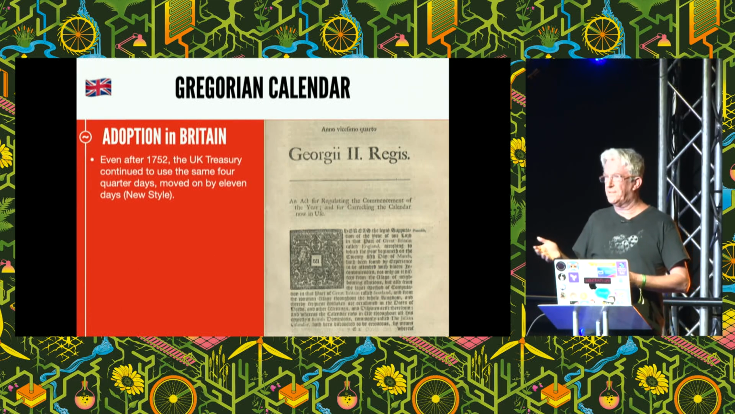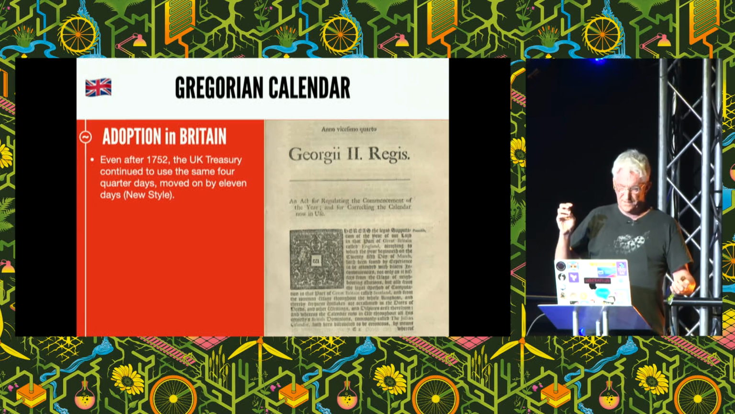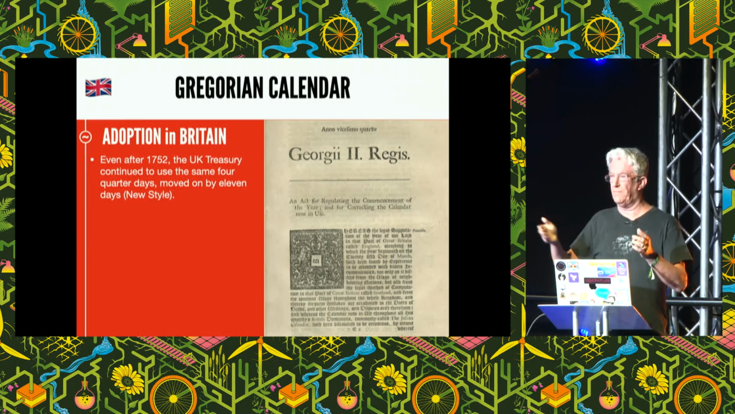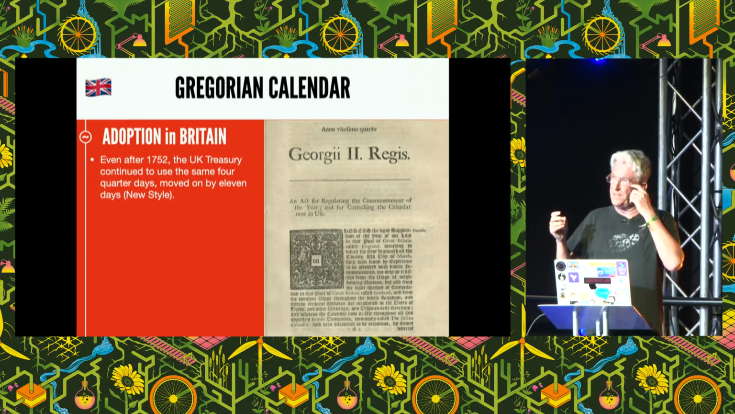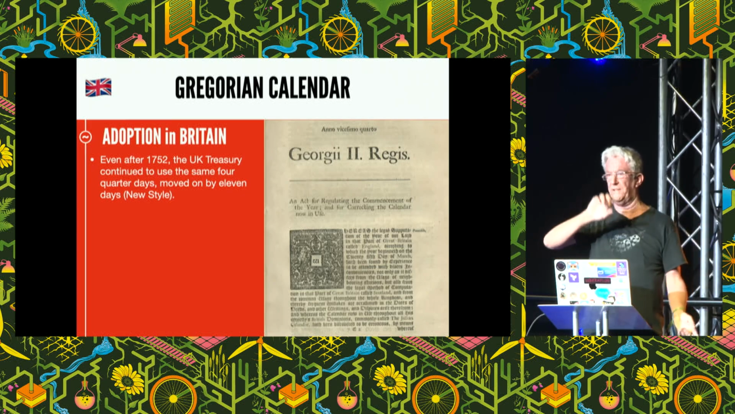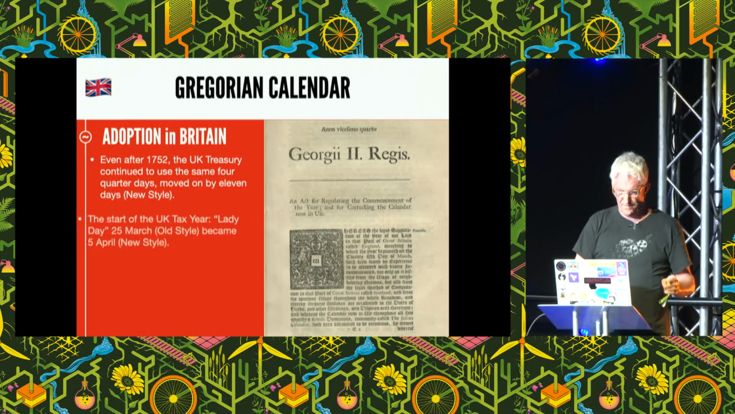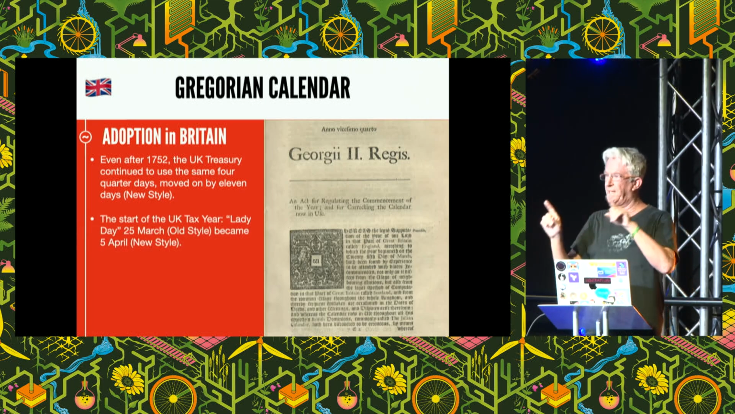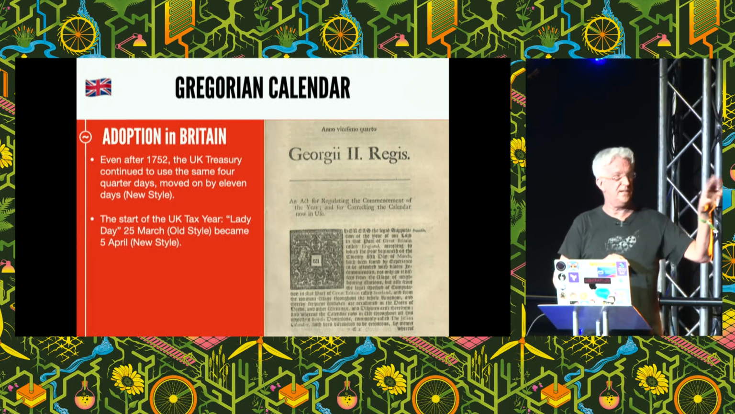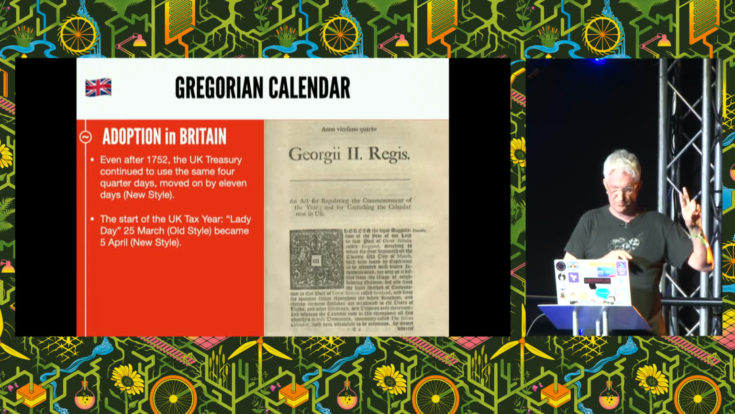I did promise you trying to unravel the tax year issue. So here's what I've managed to find. In 1752, the UK Treasury continued using the 4 quarter days that they were using previously. So if you can imagine the days in the Julian calendar, all they've done is swap them to the Gregorian calendar, but they're using the same days. What they haven't done is move that beginning of the year. So if you think of the act here was doing 2 things, they're really only doing 1.